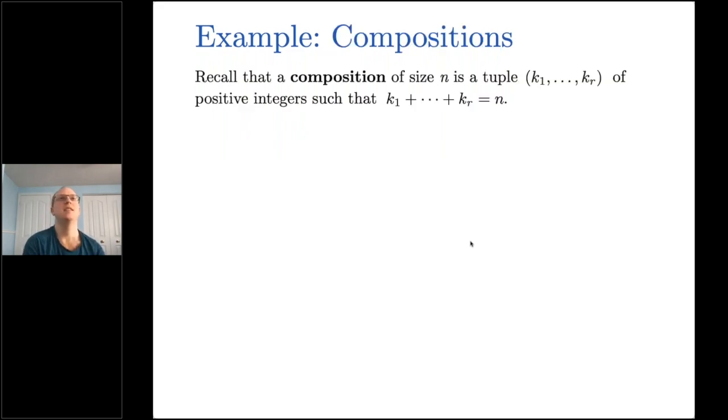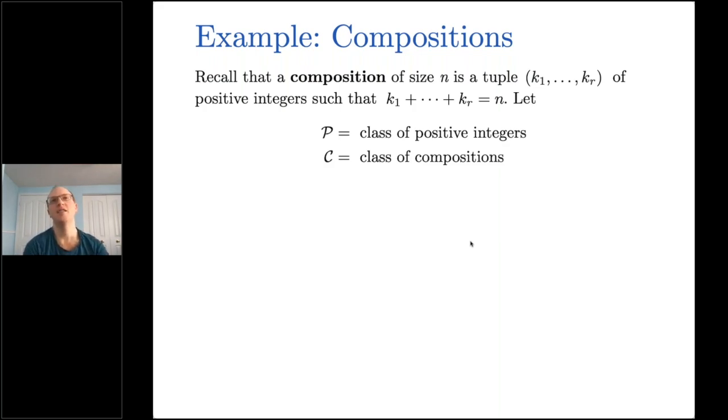Let's see a more interesting example. So let's go back to this example that I mentioned very briefly before when we talked about limit theorems, compositions. So recall that a composition of size n is a tuple of positive integers that add to n. So what we can do is define the class of compositions and find the generating function. In fact, since compositions are defined in terms of positive integers, we're going to define both the class of compositions and the class of positive integers. So we're going to start by describing the class of positive integers and its generating function, then use that to find the generating function for the class of compositions.